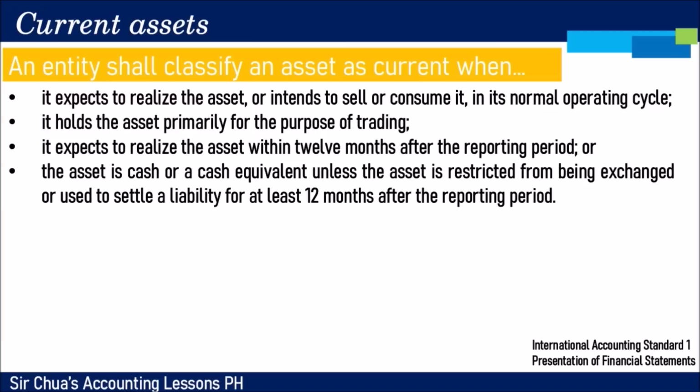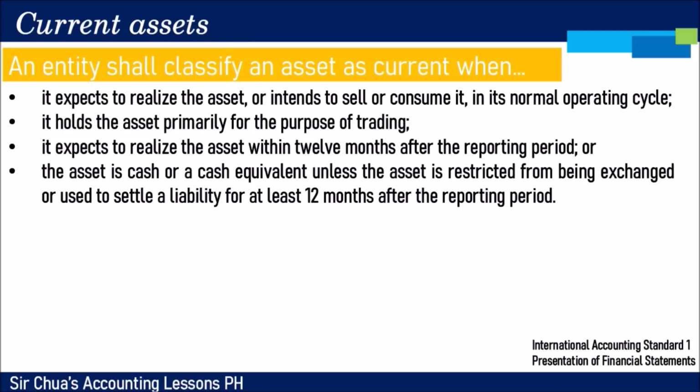Ayan, yung pang-apat. The asset is cash or a cash equivalent unless the asset is restricted from being exchanged or used to settle a liability for at least 12 months after the reporting period. If it is a cash or cash equivalent, then it is a current asset. O yun na, diretsahan nyo na. So, walang sasagot sa akin na ang cash and non-current asset, babatukan ko kayo. Sinabi na sa standard yan, okay? That is under International Accounting Standard 1. Yun pa din po, presentation of financial statements, okay?